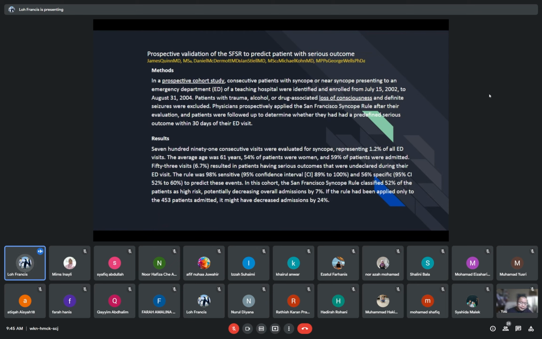So out of the 700 consecutive visits evaluated for syncope, 1.2% from the total ED visits, the average age was 61 years, with 55% of the patients women, and 60% of the patients admitted. 6% of the patients had a serious outcome that was undeclared during their ED visit.